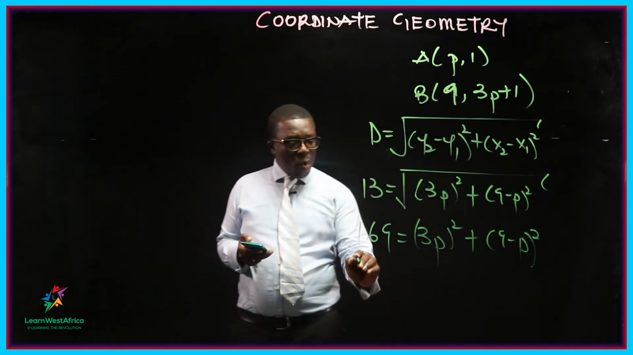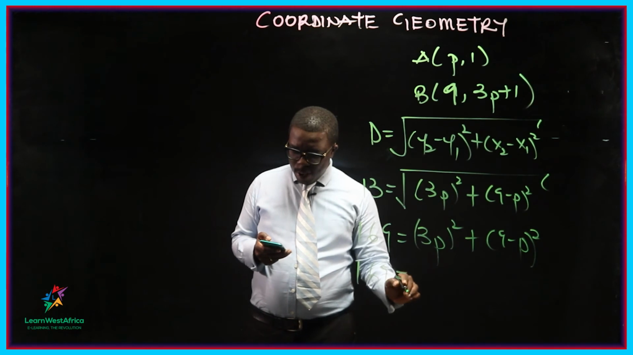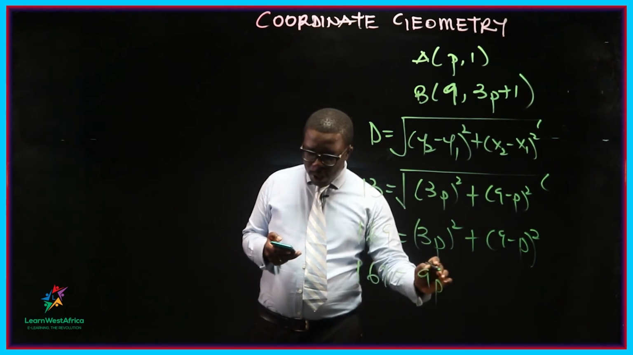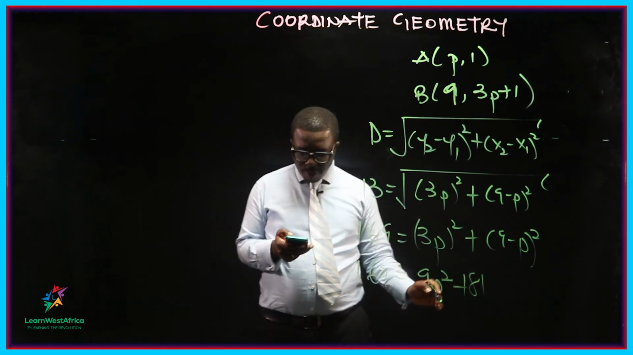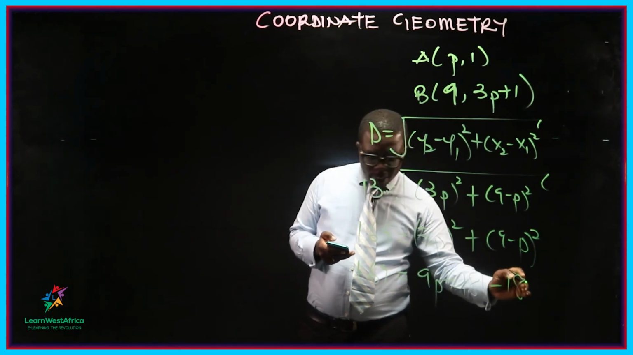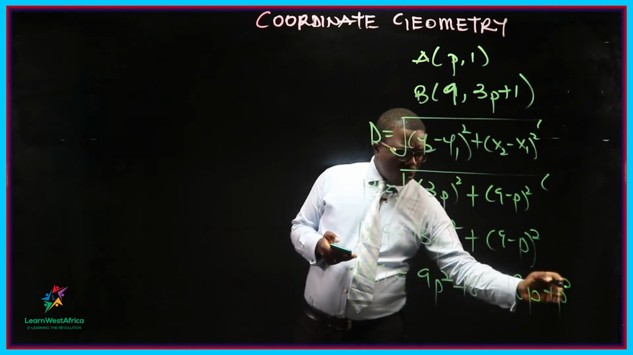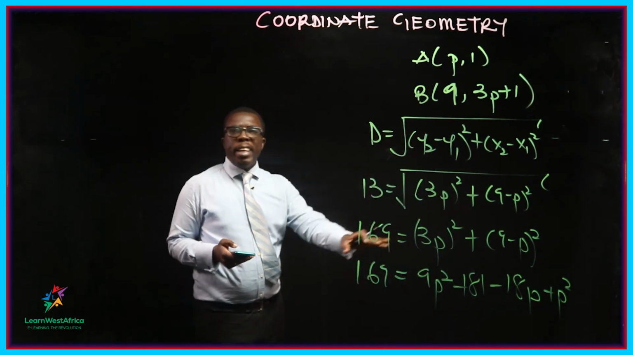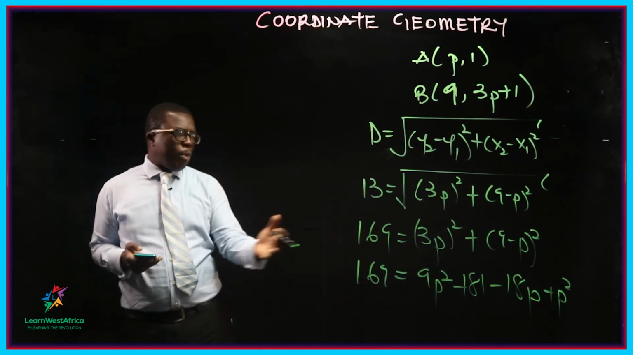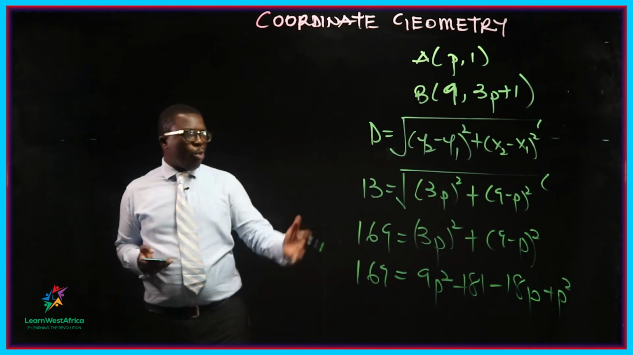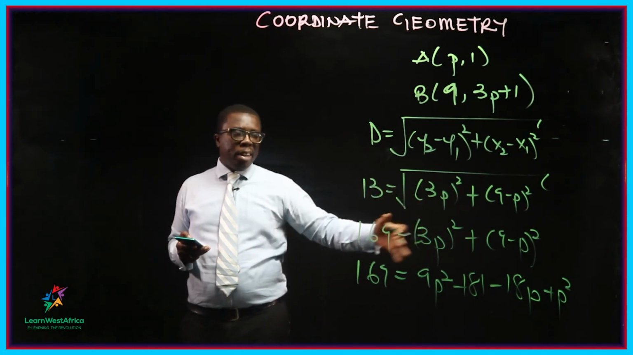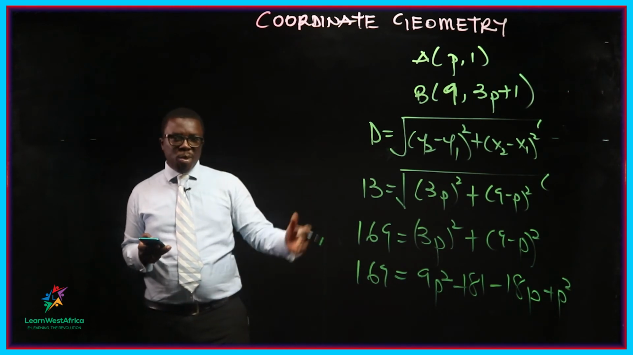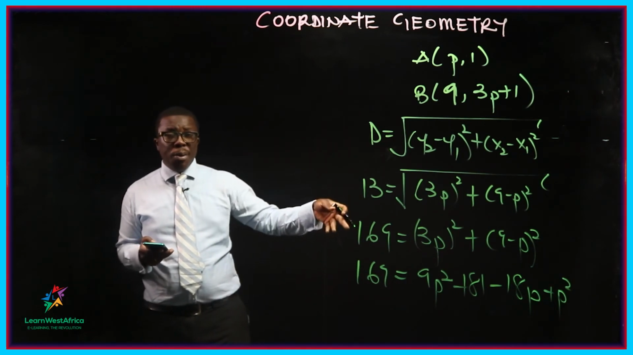You're going to get 169 equal to 9p squared plus 81 minus 18p plus p squared. So obviously, when you look at it, it is turning out to be a quadratic equation, because you have a square term, then another single letter coming, then the constant, and you see how you have to work it out. So that's going to give you a quadratic.